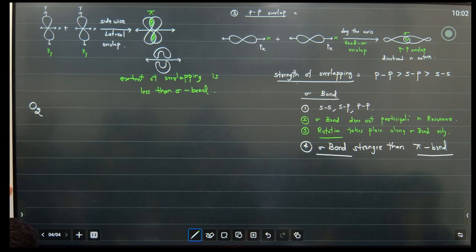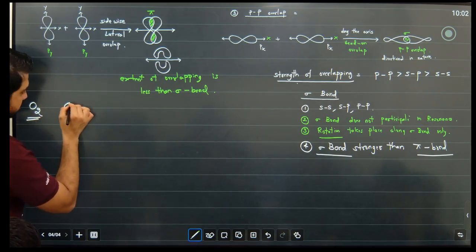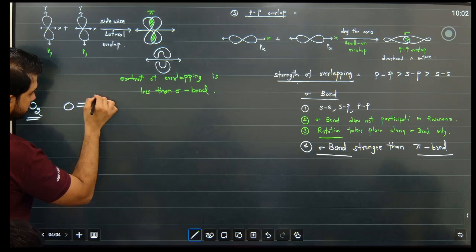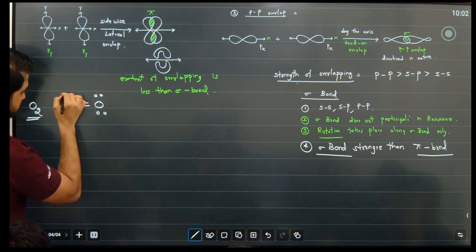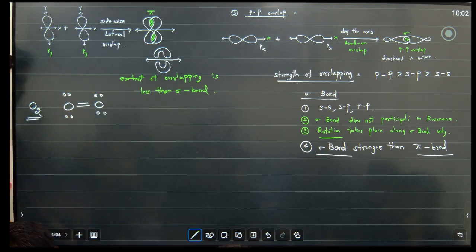हमने O2 का लुईस स्ट्रक्चर बनाया. O2 का लुईस स्ट्रक्चर कुछ ऐसे था. This was the Lewis structure of O2. Now let us understand, ये O2 का Lewis structure से, how does VBT explain the formation of O2?